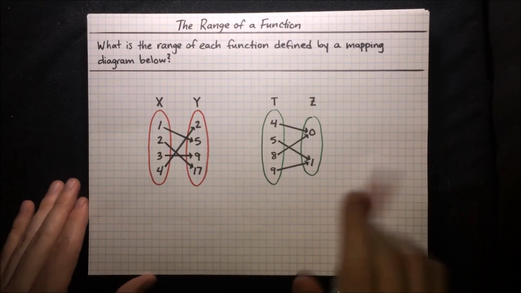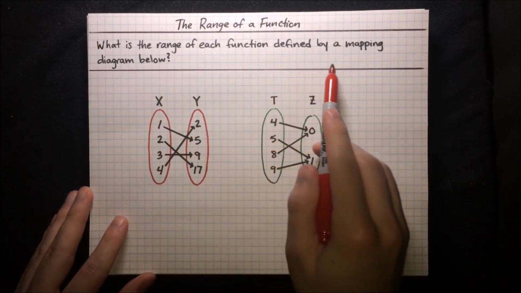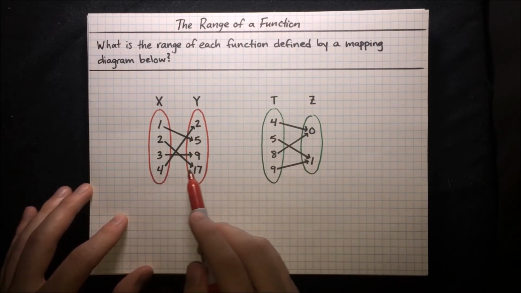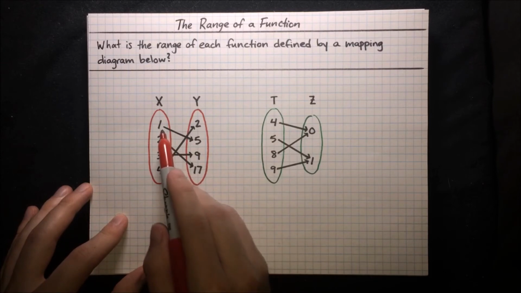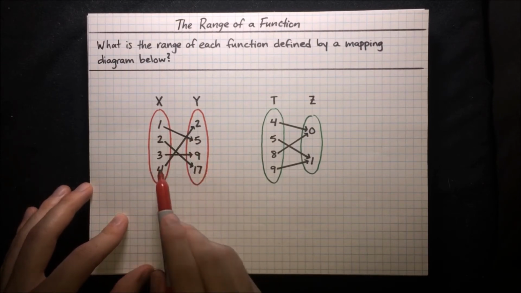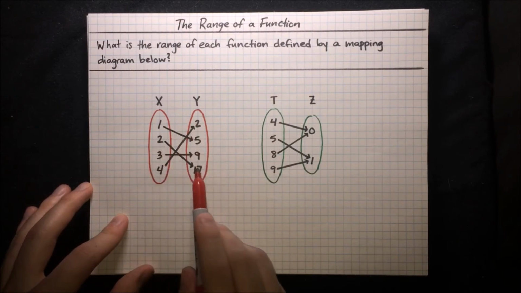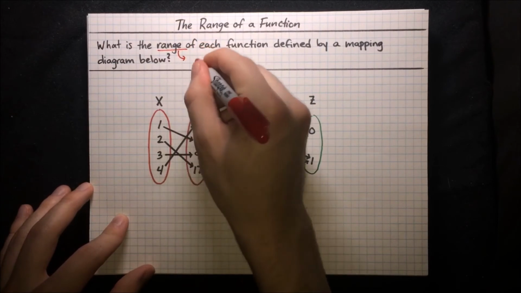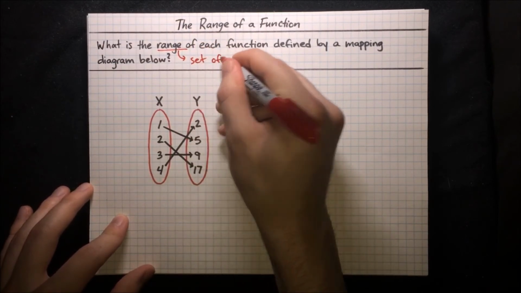Here's the next problem. What is the range of each function defined by a mapping diagram below? So the mapping diagrams are kind of like tables, except they're jumbled up a little bit. So the function going from x to y actually maps 1 to 5, 4 to 2, 2 to 17, and 3 to 9. But nevertheless, the range is still the set of outputs.